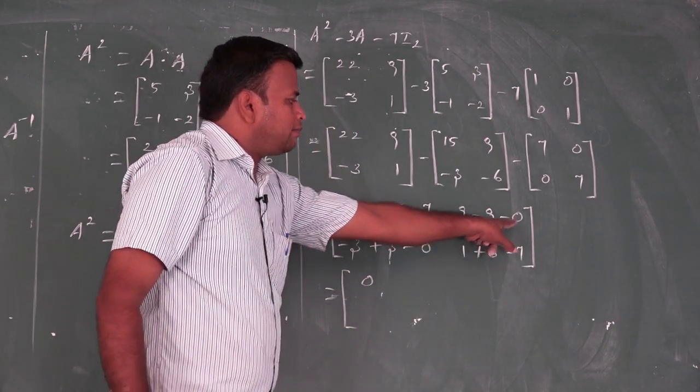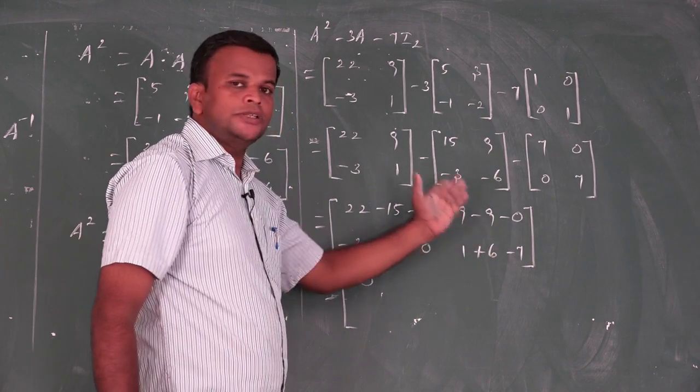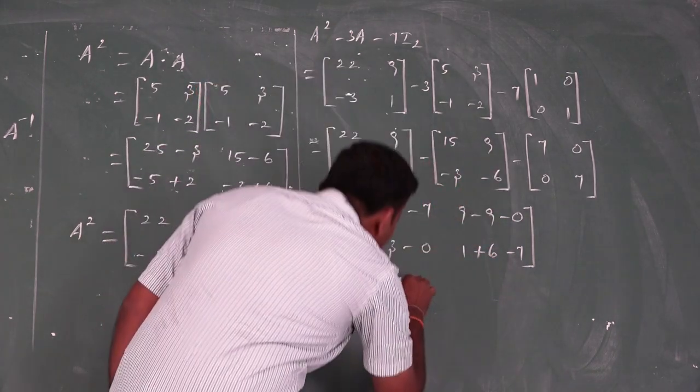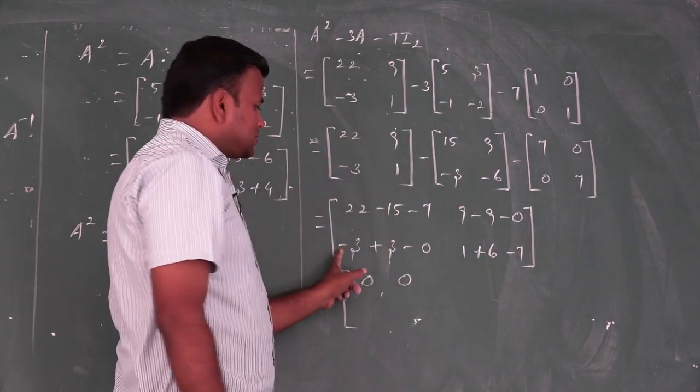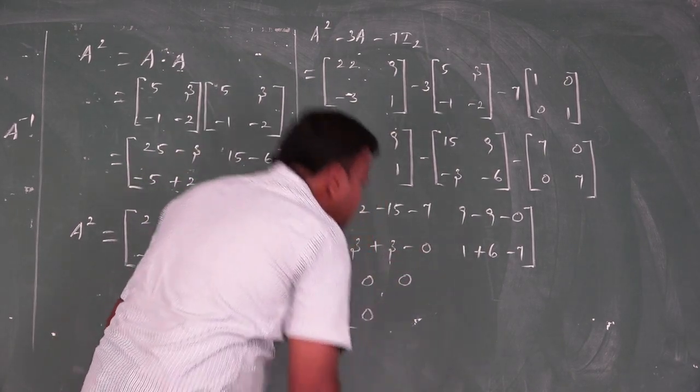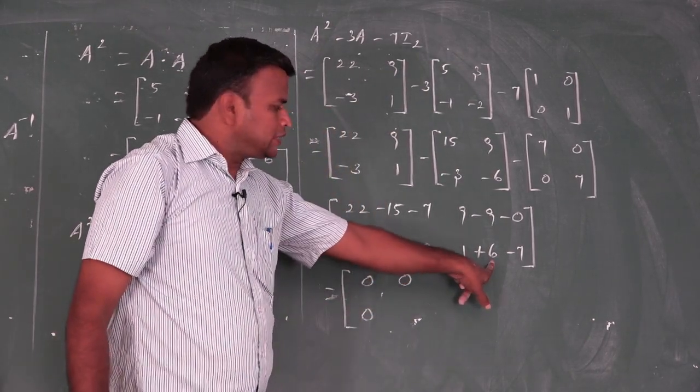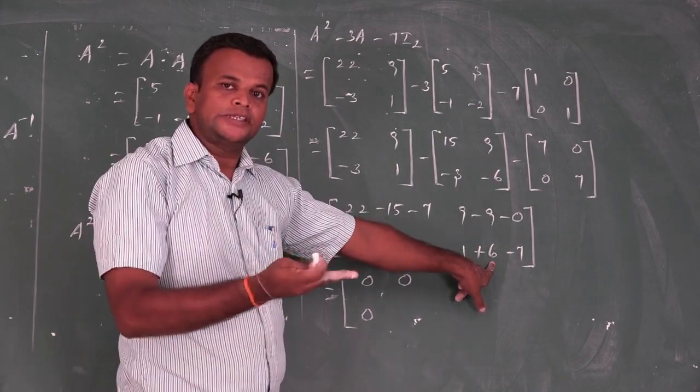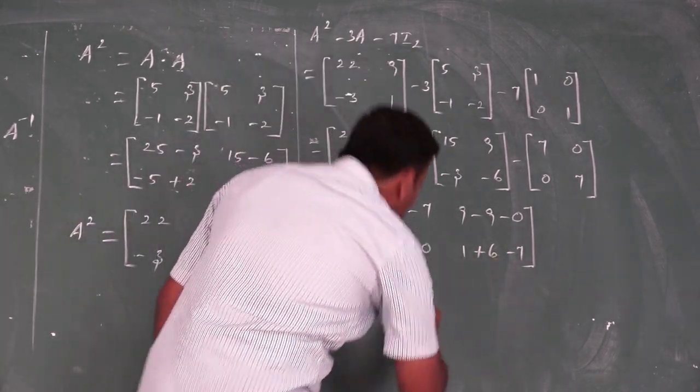9 minus 9 minus 0. 9 minus 9 is 0. 0 minus 0 is also 0. Minus 3 plus 3 is also 0. So it is 0. 1 plus 6 is 7, minus 7. 7 minus 7 becomes 0.